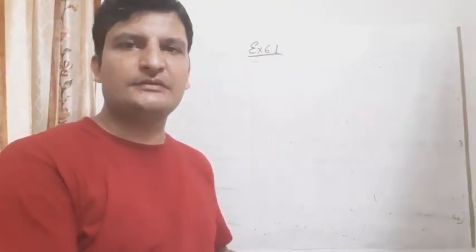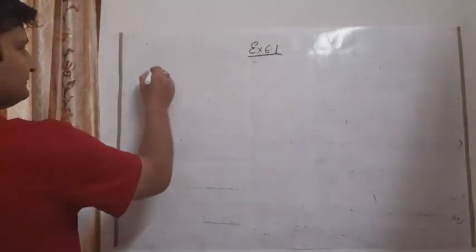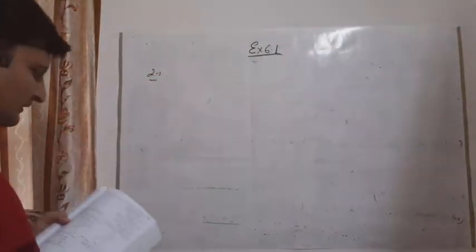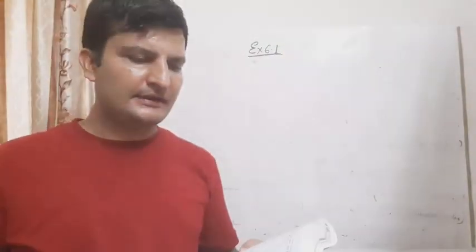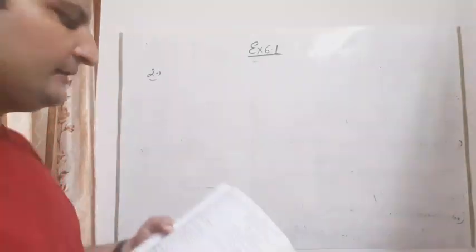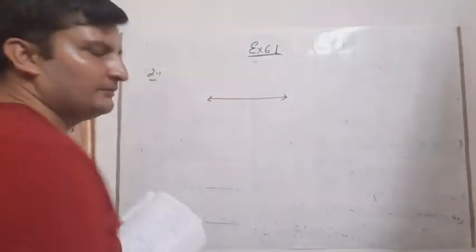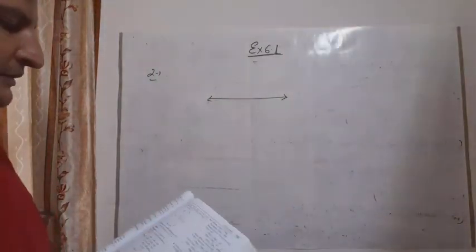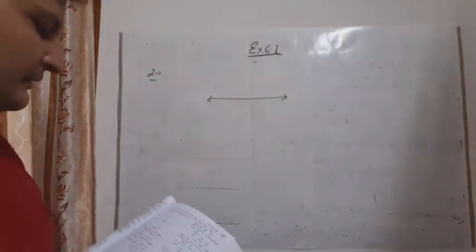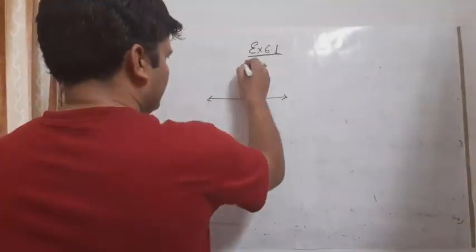So students, now the second question is, in figure 6.12 lines XY and MN intersect at O. So make the figure first. In this question, we have to make the figure first, because after making the figure we can find the answers easily.